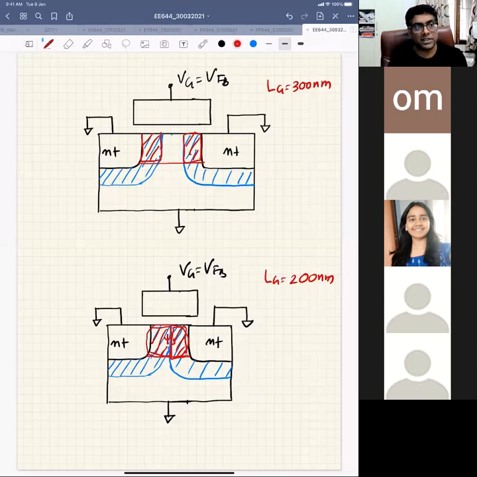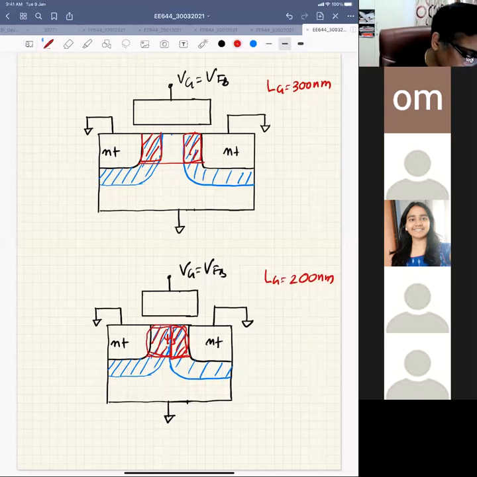Because of this, your threshold voltage will reduce, because the surface already has some surface potential at flat band voltage. You have to apply less gate voltage to reach psi b. So your threshold voltage will reduce. This effect is called charge sharing, right?